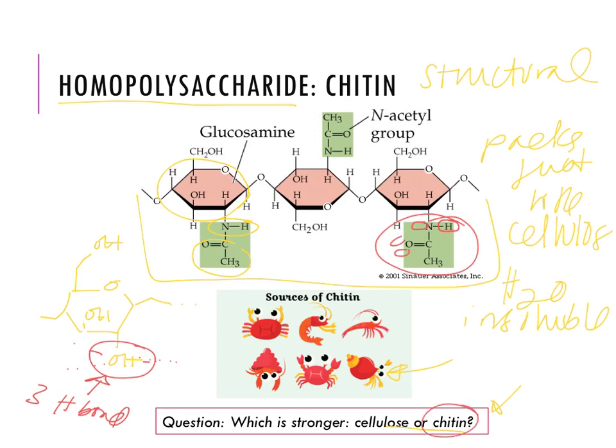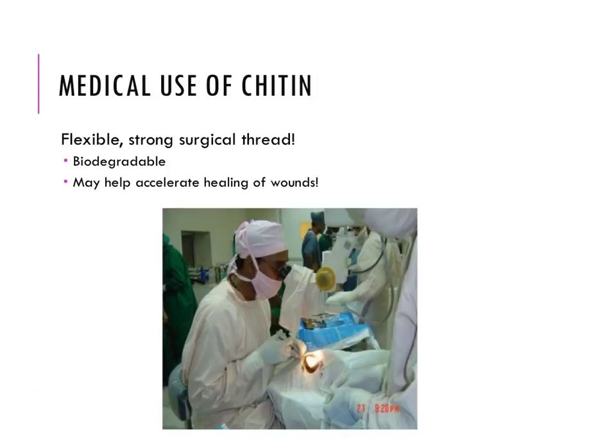So chitin is stronger because you have four hydrogen bonding opportunities instead of three. Okay, medical uses of chitin.